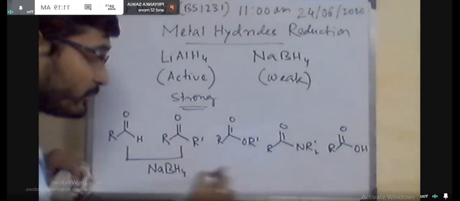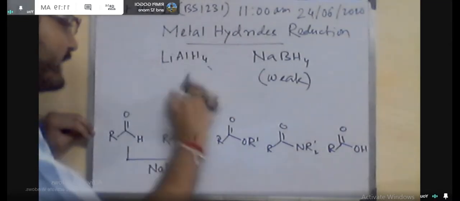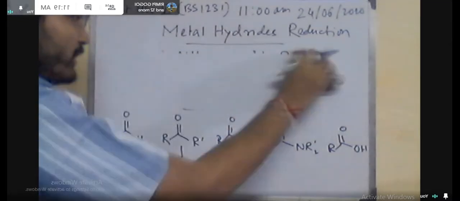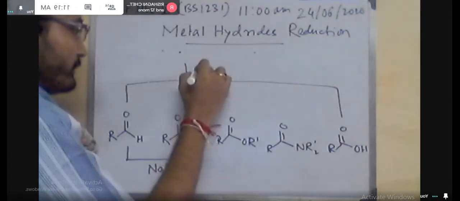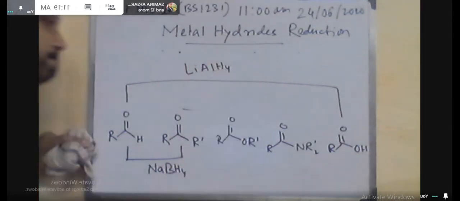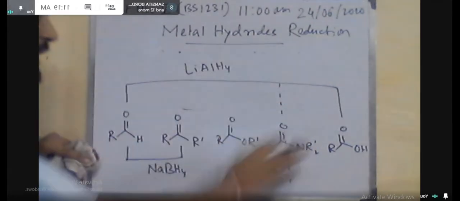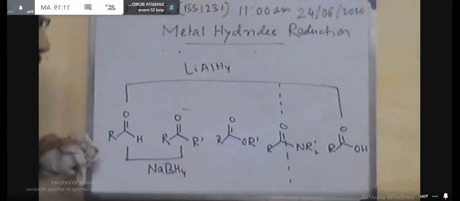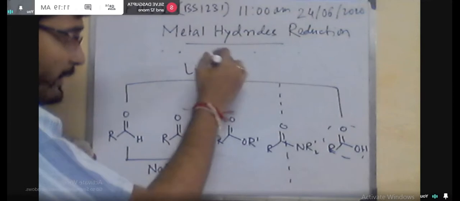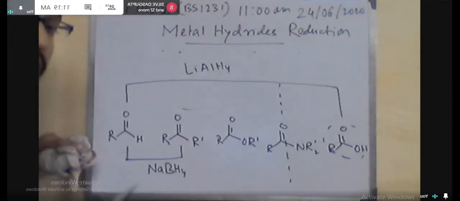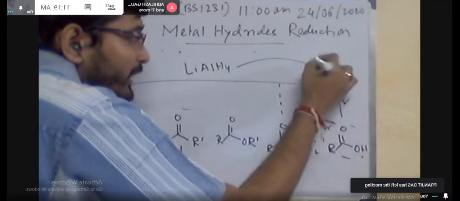And in the last case, that means in case of acid, obviously it can reduce the acid, but it will take longer time. So in this case it acts as a weak reducing agent, but still it can reduce. And sodium borohydride can selectively reduce the aldehyde and the ketone. Okay. So now by using lithium aluminium hydride and sodium borohydride here, we can reduce the group to the corresponding alcohol.